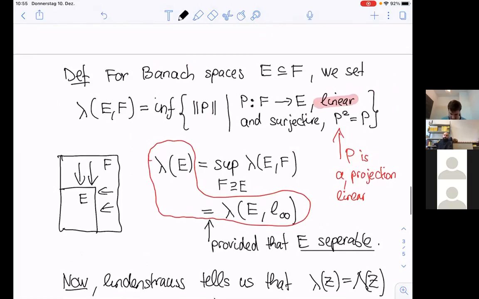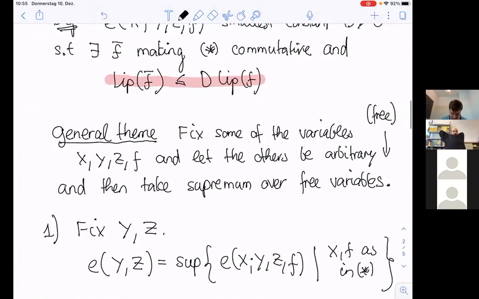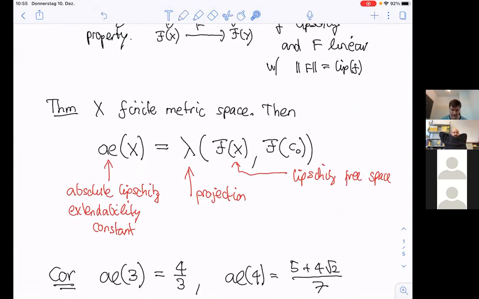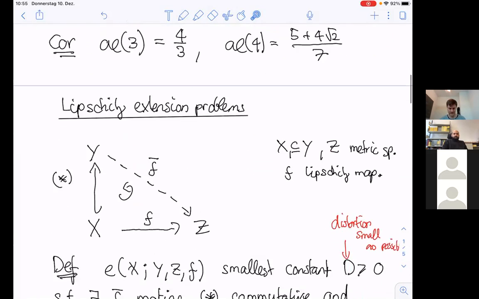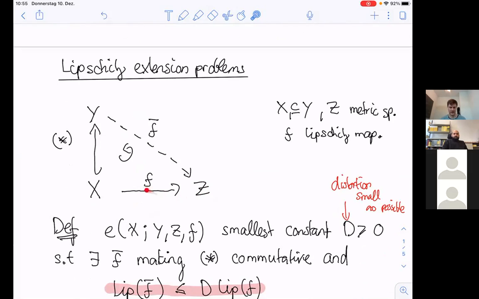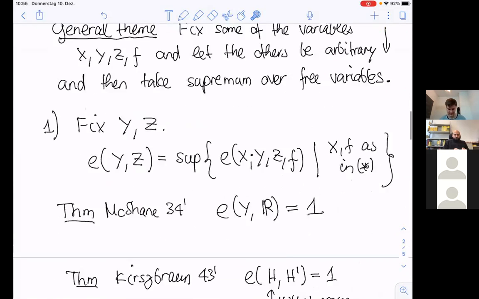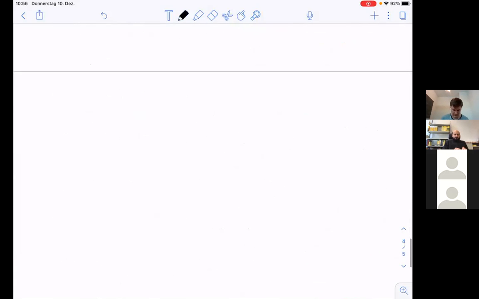Okay, good. Now maybe I can go back to our goal for today. I need to define three quantities: the absolute Lipschitz extendability constant, the projection constant, which we now know, and the Lipschitz free space. So the next thing I will do is to define this absolute Lipschitz extendability constant, which is basically the only case left we haven't considered. Here we fixed C, and now a sensible thing to do is only to fix X. So that's the third case you have to consider.